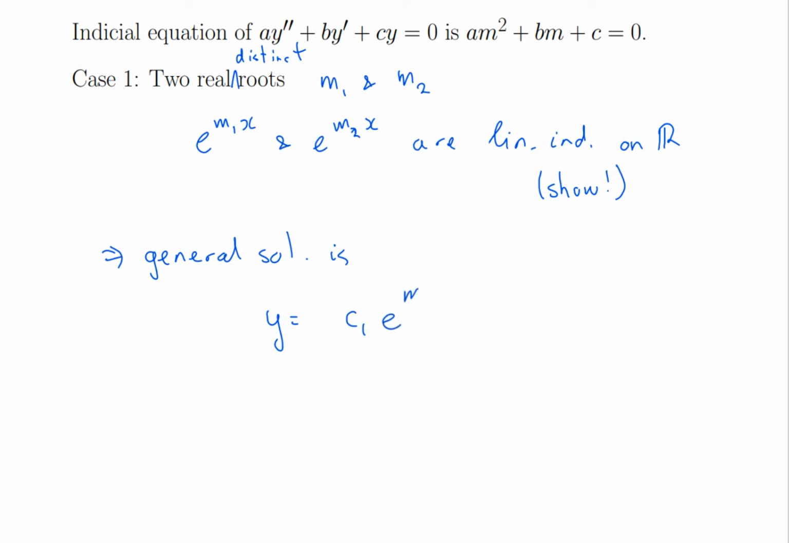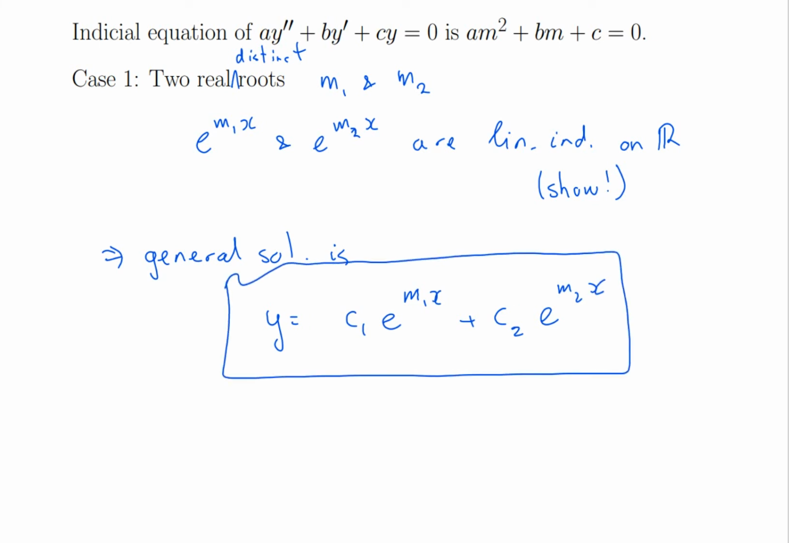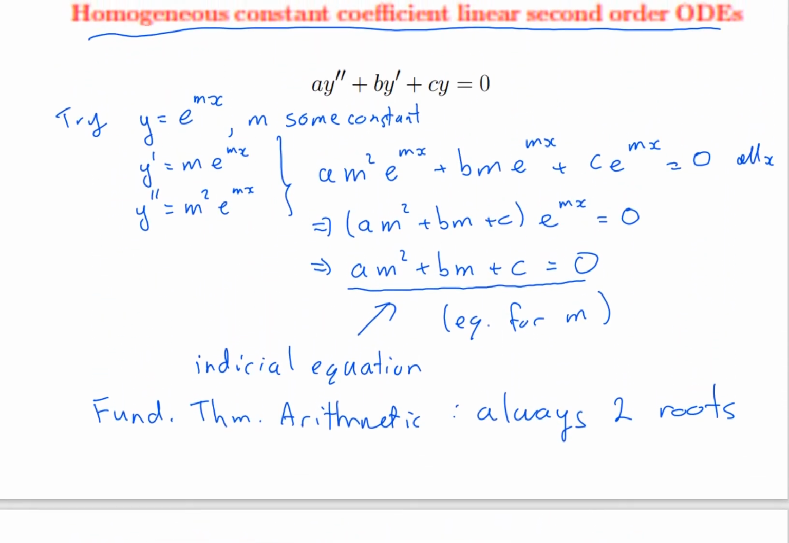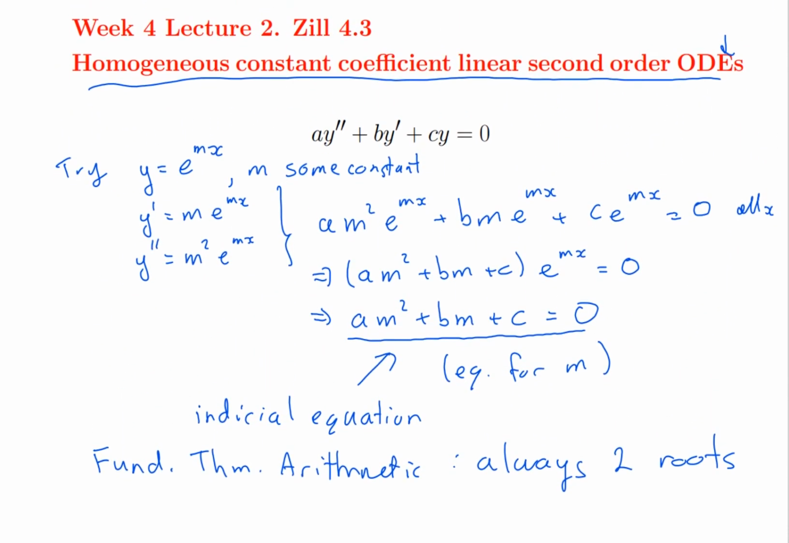Constant times e to the m1x plus a constant times e to the m2x, and I'm done. That's the power of that general theory that we did last time. We've solved the equation. Now, you may notice that nothing I did here was really special to the fact that it was a second order equation. And this happens a lot. Once you've gone to second order, you're already into the general case, basically.